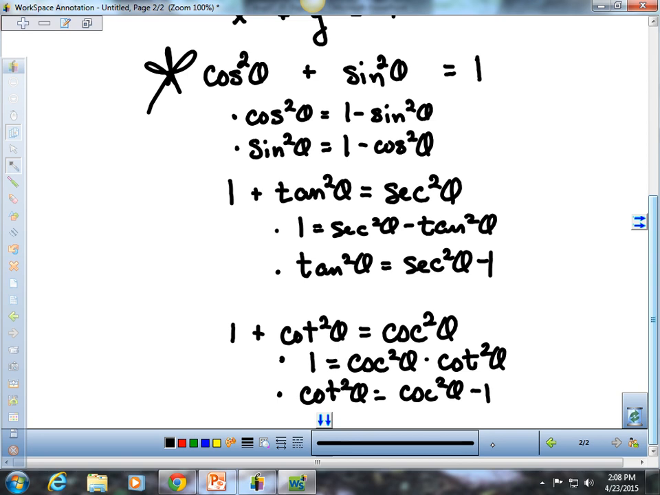Now, how do we recognize and spot possible Pythagorean identities? Trig functions need to be squared, and the only numeric value that we could have is 1. So if we see trig function squared plus or minus other trig functions squared, possible Pythagorean identity. If we see trig function squared plus or minus 1, possible Pythagorean identity. Am I asking you to memorize 9 identities? No, you have to memorize the 1.